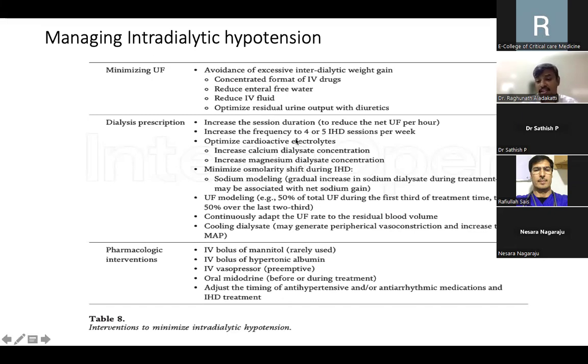Increase the frequency, from 3 per week to 4 or 5 per week. Optimize cardioactive drugs and electrolytes like calcium and magnesium. If calcium is low, give some calcium and magnesium. Minimize osmolality shifts, like with sodium modeling. There should not be any sodium shift. For pharmacological interventions, some people use mannitol, but very rarely. Albumin is also used. Use norepinephrine: start it before starting dialysis, and when dialysis is over you can taper and stop, or even use oral midodrine.